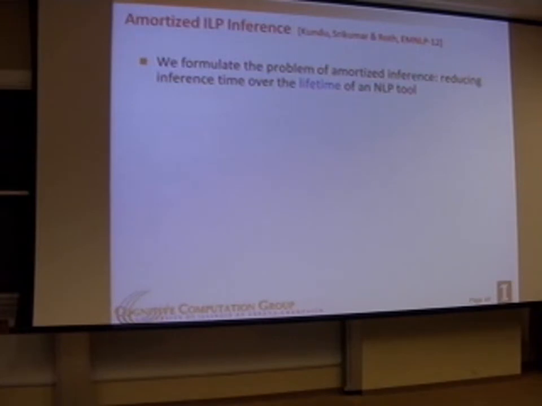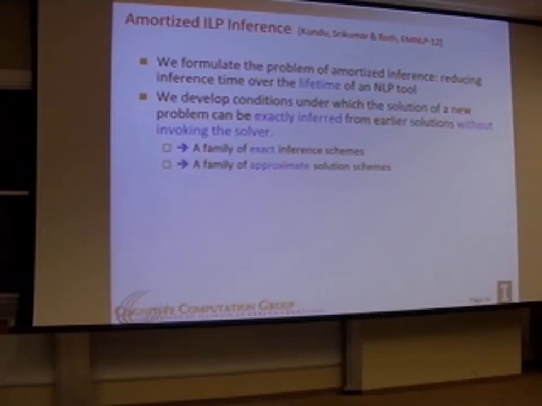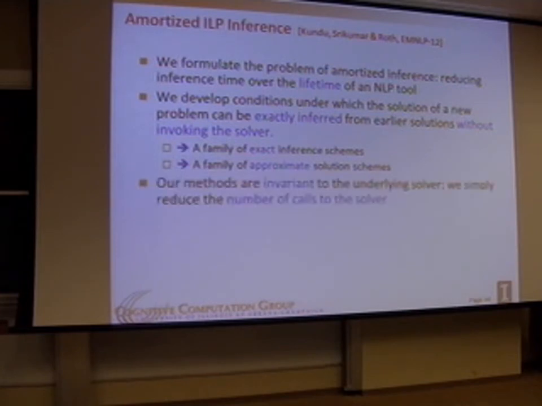So this is what I call the amortized inference question. I want to formulate the problem of amortization as reducing the inference time over the lifetime of the NLP tool. And the solution actually is that it's possible, even though what we have here is preliminary, but I think very promising results, where we can give a family of exact inference schemes for this and a family of approximate solution schemes that show that actually you can cut significantly the number of times you need to call a solver if you know how to do it.